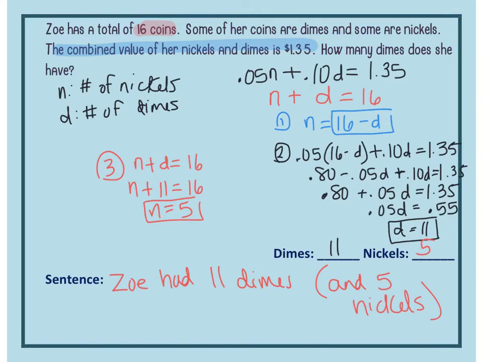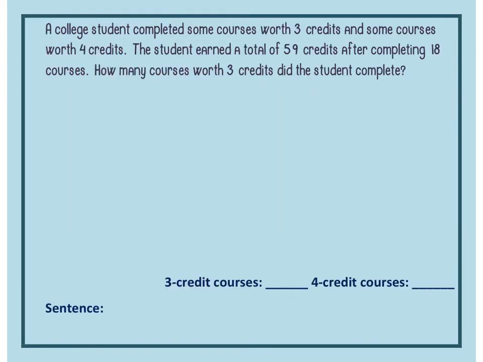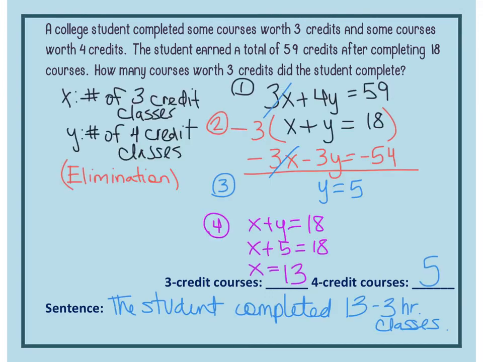Okay. We're going to do a couple more, and we will stop there. So let's go ahead and give another one a try. Pause this video. When you come back, the answer will be there. Hopefully you came out to 13 3-hour classes and 5 4-hour classes.